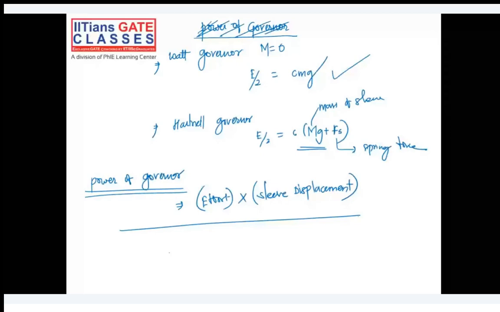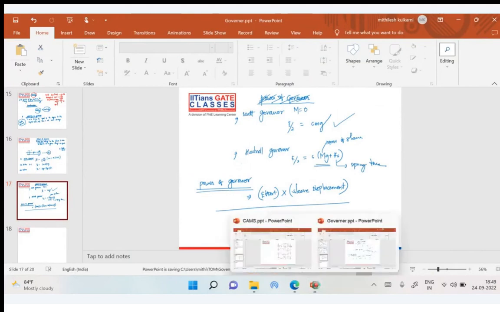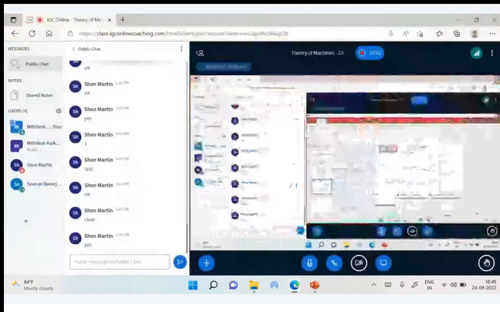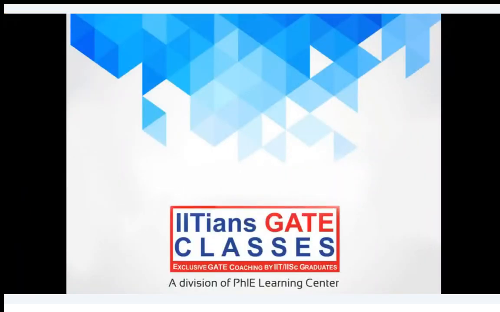Okay, so I'll close this PPT and I have another PPT with me. Here we'll understand some concepts about cams. This is a bit of a theoretical topic. I don't expect any numerical questions from this, and if they are there, they'll be quite easy. This is one of the very small topics from your syllabus.